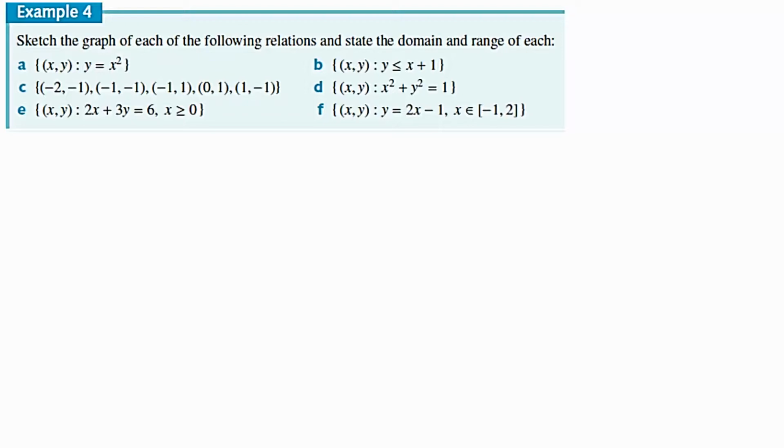You have in C, brackets means list. What am I listing? -2, -1, that's a coordinate. -1, -1, that's a coordinate. -1 to 1, or not to 1, just 1, that's a coordinate. So technically they've just listed out, plot these points on a Cartesian plane, that's it.